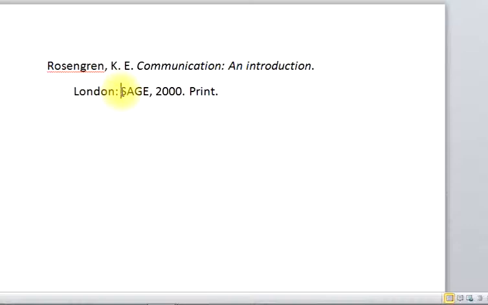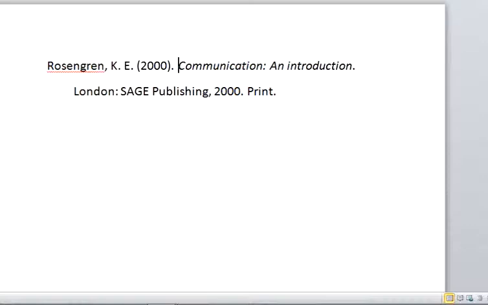Then we need the publisher, Sage, but APA wants a little more information. It wants things like Sage Publishing. Now the date goes right up here. After the author, you put 2000, period. Now put it in parentheses and a period right after. It may look a little weird, but that's how you need to put the date. Open parentheses, date, close parentheses, period.